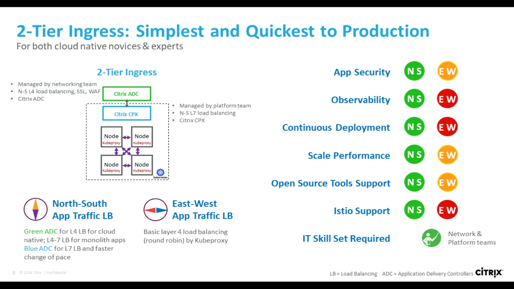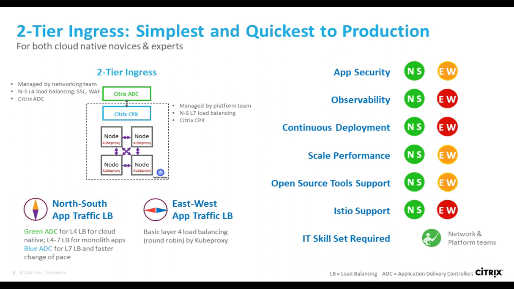First one is 2-tier ingress. Key takeaway of this architecture: it is simplest and quickest to deploy, to take your applications to production, and it is equally loved by cloud native novices and experts. Let's start from the left-hand side to have a little bit deeper dive into this architecture.